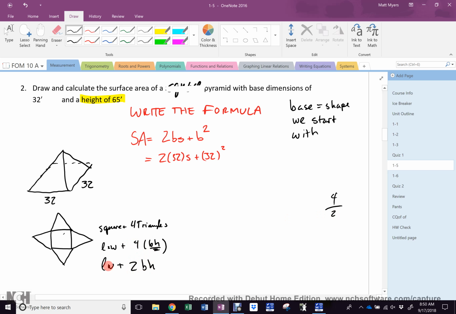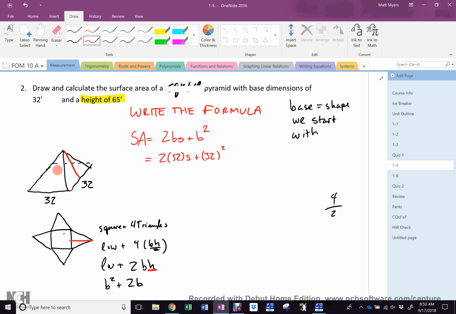Agreed? Now, in a square, LW are the same, aren't they? So it would be B squared plus 2B, but not H, because this H is this line on this triangle, isn't it? Once I fold that triangle up, that line stays on the triangle, yeah? So it would be right here, correct? Is the H of that triangle the H of the pyramid?